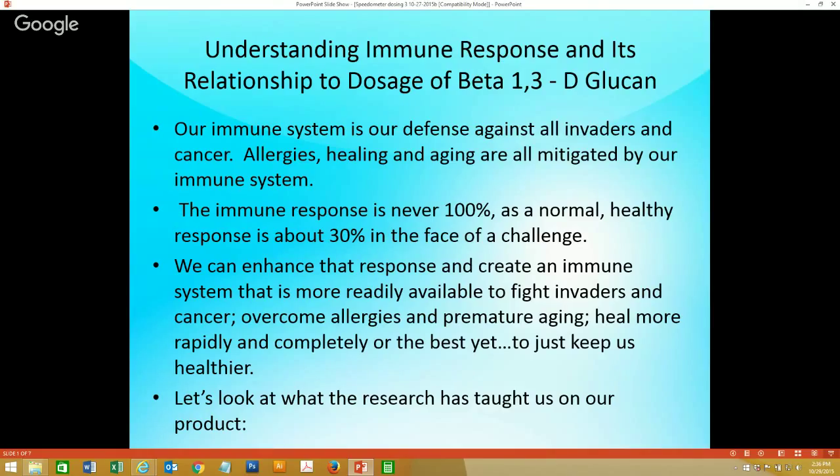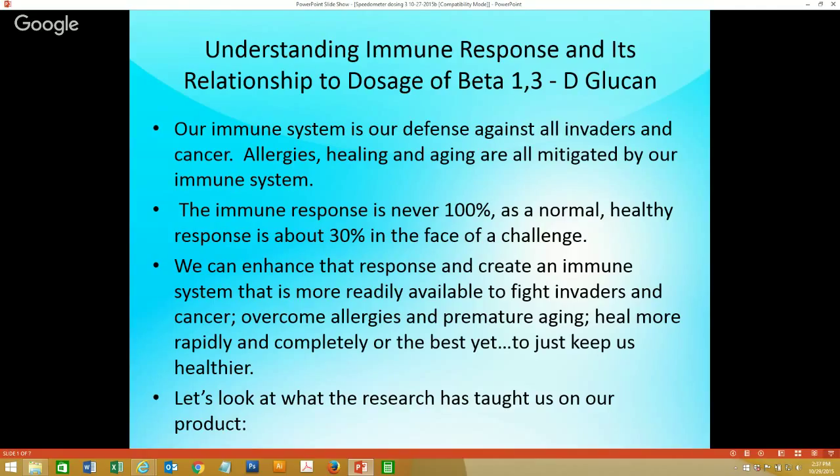First of all, our immune system is our defense against all invaders, all those things in you, on you, and around you trying to get you all the time. Also cancer, which really isn't an invader. It's more of a traitor. It's something that starts out inside of us and goes awry and ultimately tries to eliminate us in favor of itself. Allergies, healing processes, and aging, particularly premature aging, are all mitigated by our immune system.